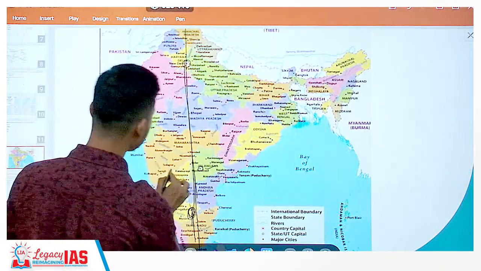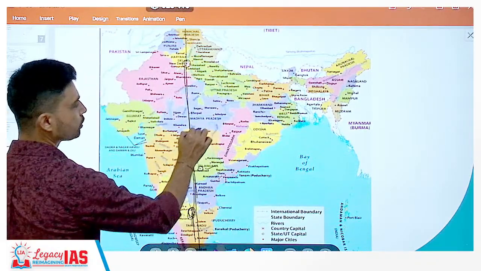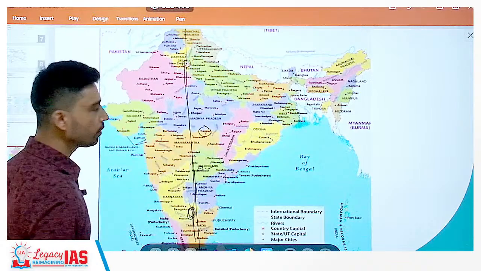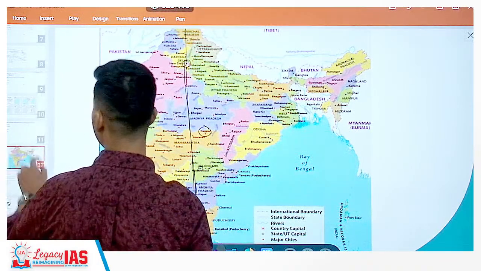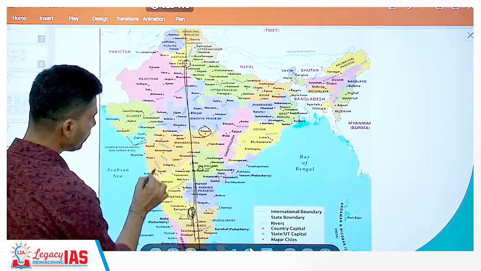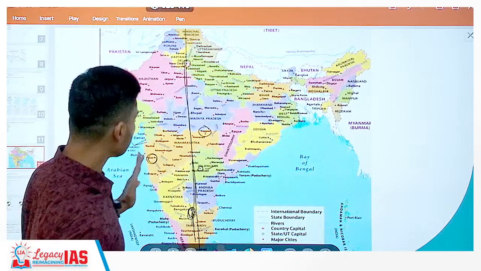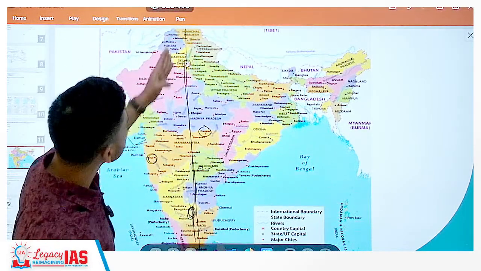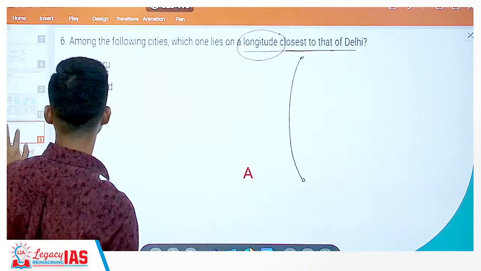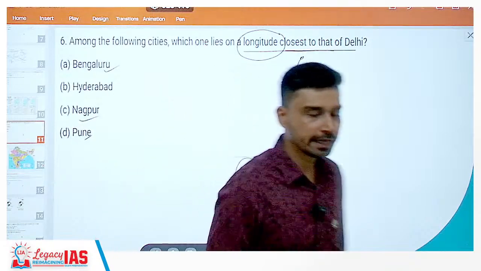Apart from that, Nagpur is very far. Nagpur is situated in the state of Maharashtra. It is also far away from the longitude passing through New Delhi. And the third option given is Pune. Again, Pune is a city in Maharashtra, but it is very far away from this particular longitude. So the closest city to the longitude passing through New Delhi is obviously Bengaluru. That is why A is the correct option here.